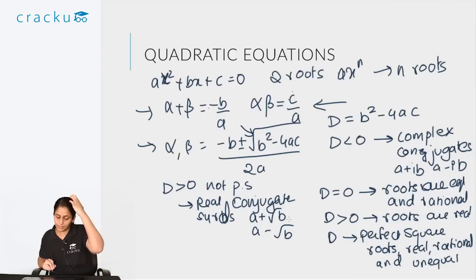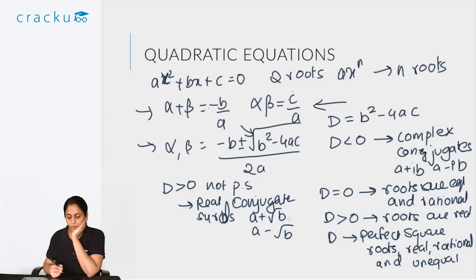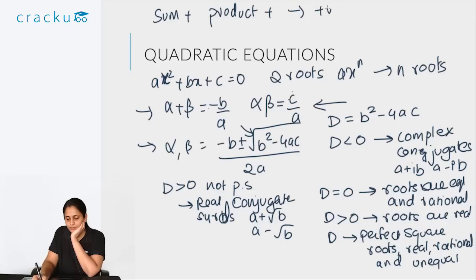You can also identify the sign of the roots from the values of a, b and c. If the sum of the roots, that is minus b by a, is positive, and the product, that is c by a, is also positive, that means both roots are positive. This is in case the roots are actually real. If the sum is negative and the product is positive, both roots will be negative.